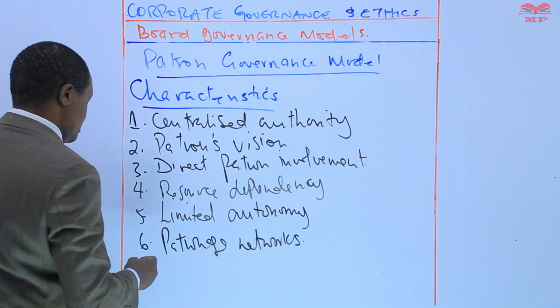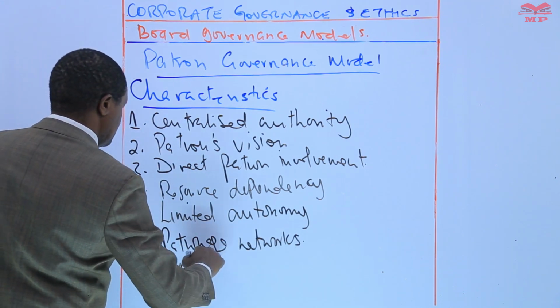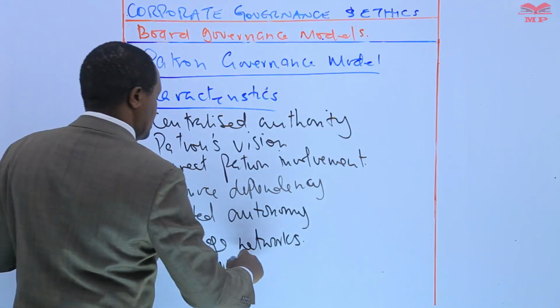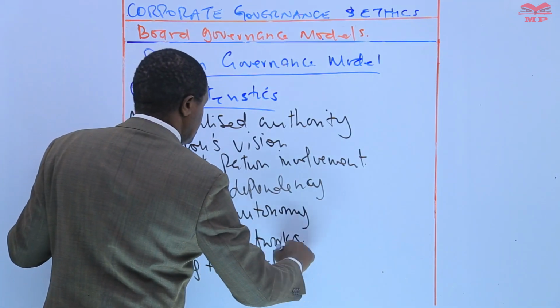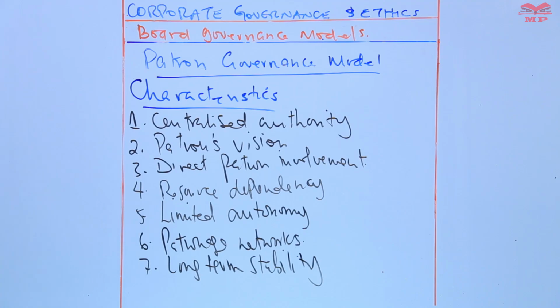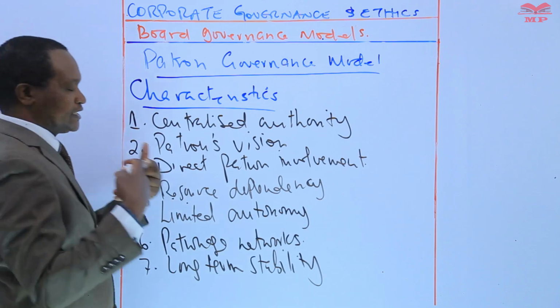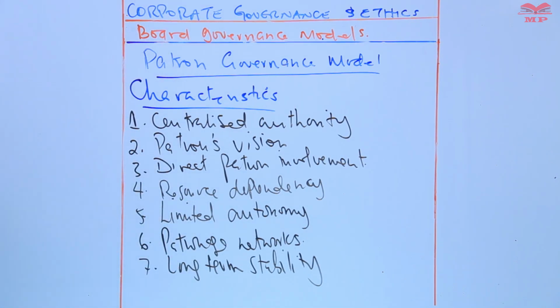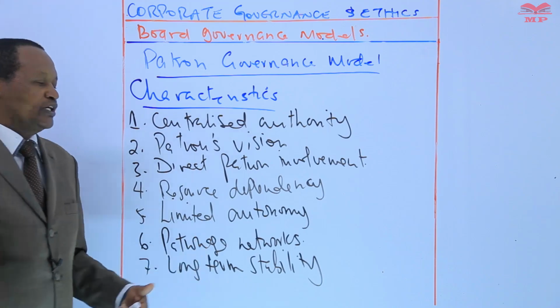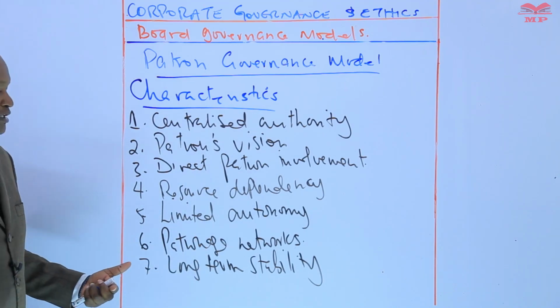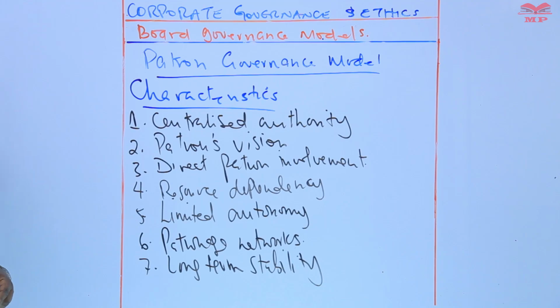We can cite long-term stability as a feature. The patron governance model can provide stability to the organization, particularly if the patron is committed to its success. If the patron is committed to the success of the organization, then there could be long-term stability. These are 7 characteristics.